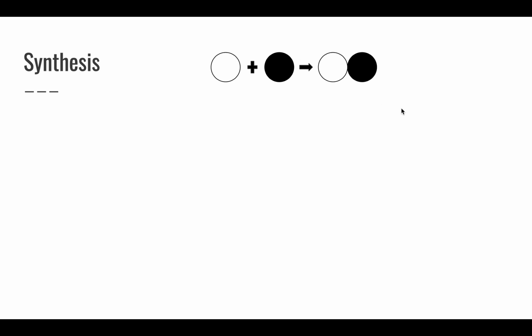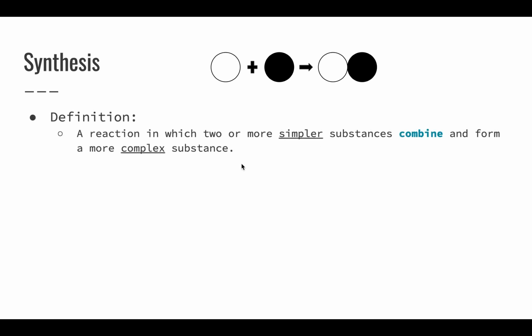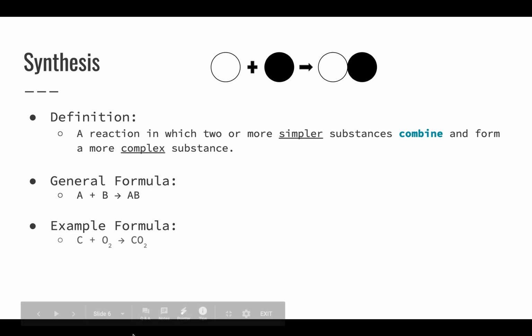All right, our definition of synthesis: a reaction in which 2 or more simpler substances combine and form a more complex substance. An easier way to see this, aside from the circles, would be its general formula, which is A plus B yields AB together, okay?